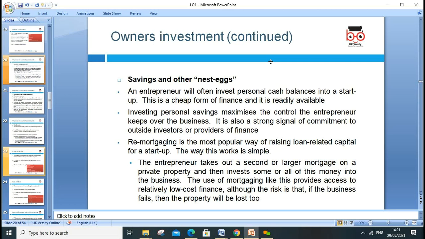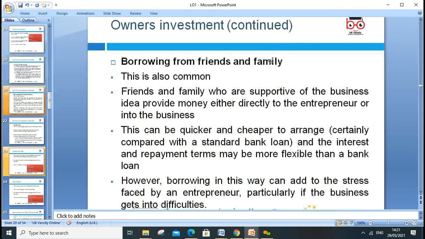Remortgaging is one of the most popular ways of raising loans. Entrepreneurs take a second, larger mortgage on their private properties, and then invest the capital into their businesses. That can be another option.